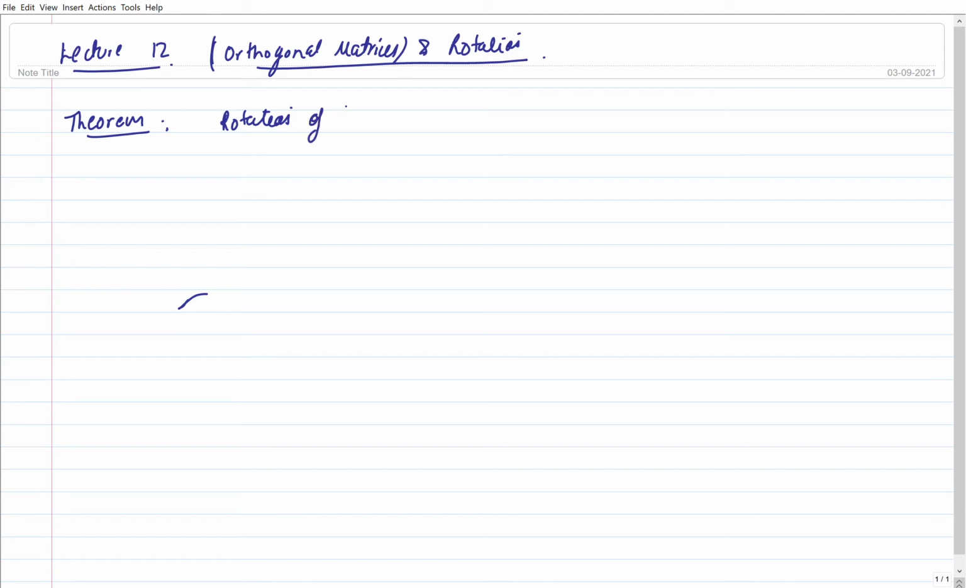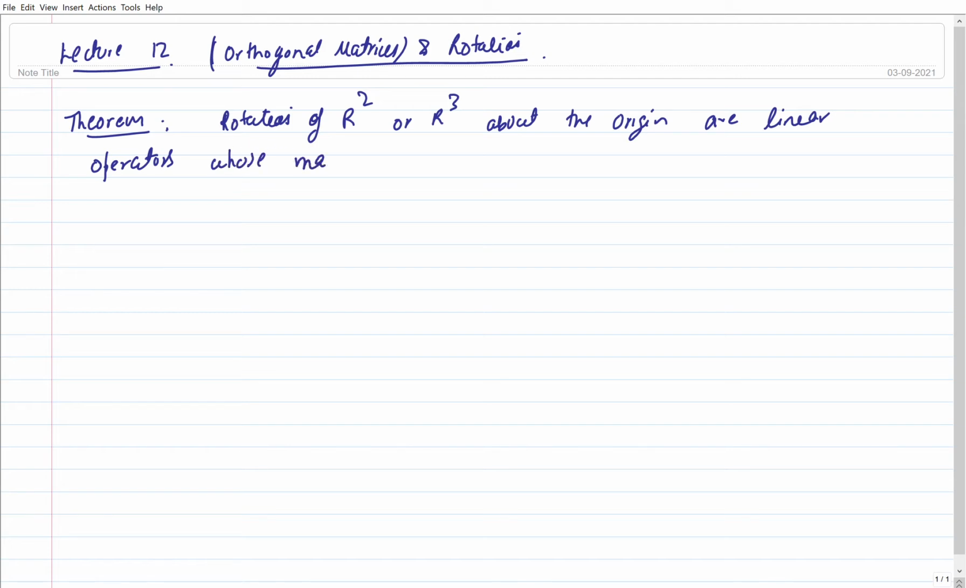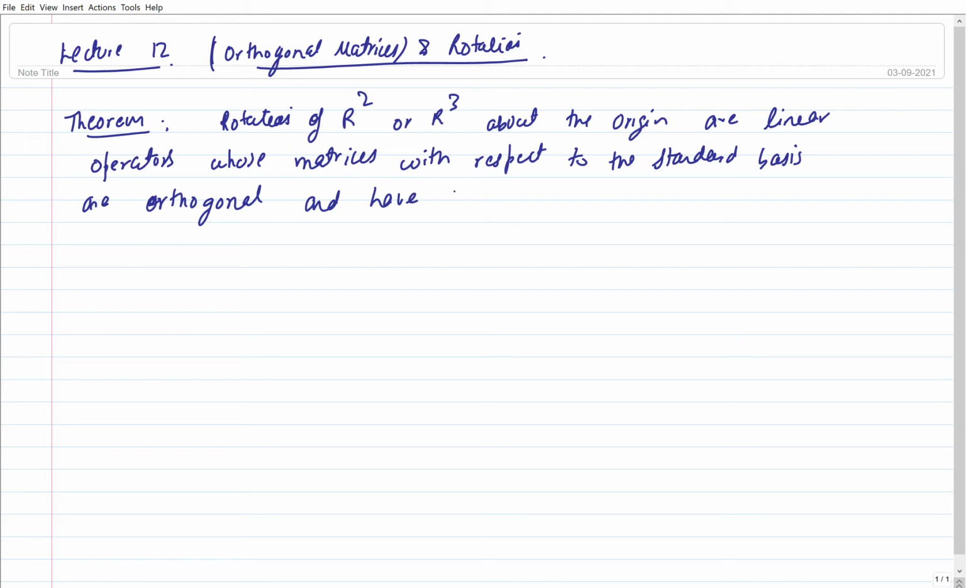rotations of the plane or in three dimensions about the origin are linear operators whose matrices with respect to the standard orthogonal basis are orthogonal and have determinant 1.